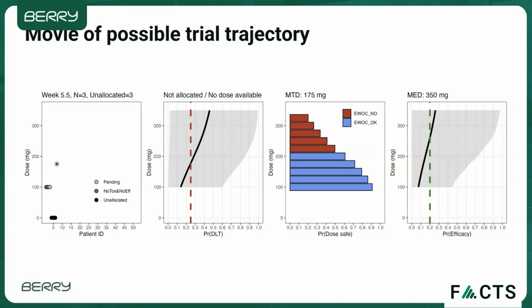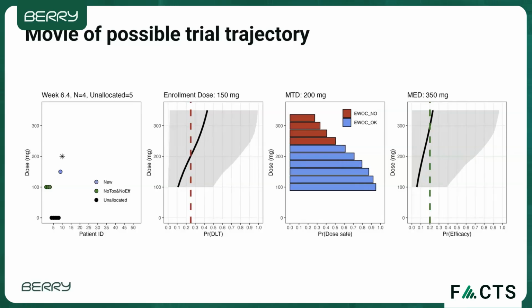Then while the second and the third patient are still in their outcome observation period, more patients arrive, but we can't yet add them to the trial because we still need to wait for this third patient on 100 milligrams to complete. At some point, this patient has completed, no DLTs, so we're happy escalating to 150 milligrams. So that's where we're assigning the next 3 patients.